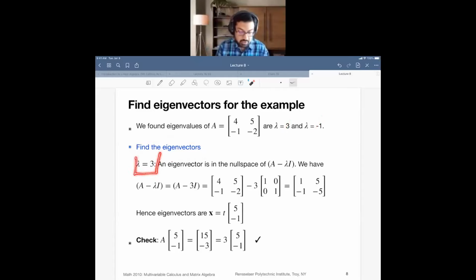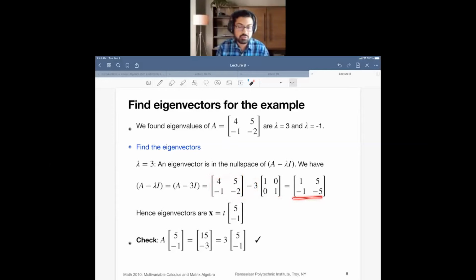Let's take the first case here, eigenvalue of 3. So with eigenvalue of 3, the eigenvector would be in the null space of A minus lambda I. So we look at A minus lambda I. We are trying to look for the null space of A minus lambda I. Lambda we have used as 3 here. So we have A minus 3 times I.